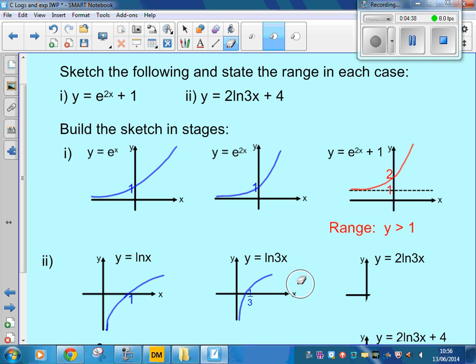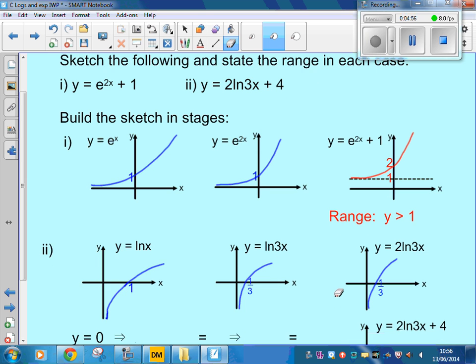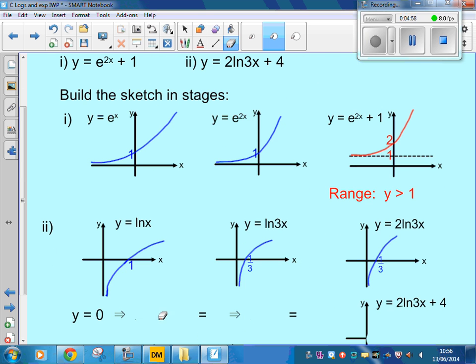So notice now, instead of it cutting the x-axis at 1, it's cutting the x-axis at a third. Then y equals 2 lots of that, so it's a stretch scale factor 2 in the y-axis. Effectively, it's going to look very much the same. It's still cutting at a third. That's the important bit. But now, if you look at the next bit where you add on 4, it's all going to move up 4.